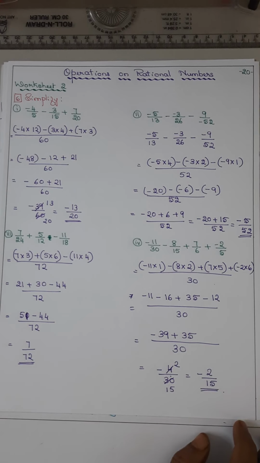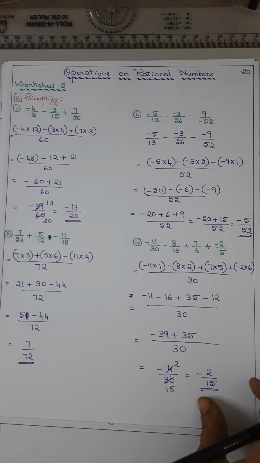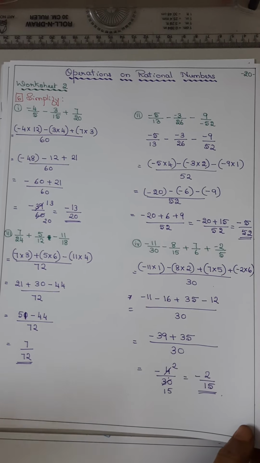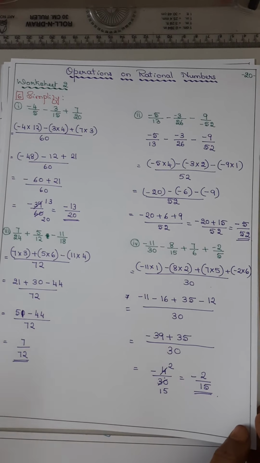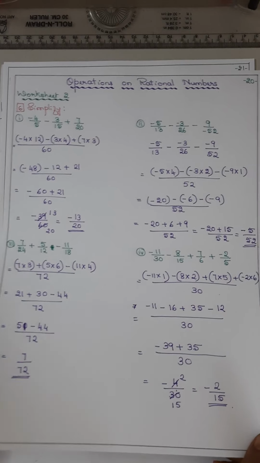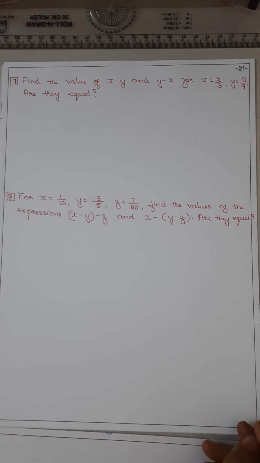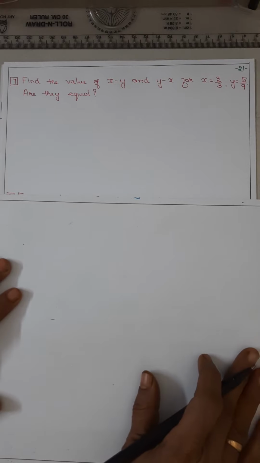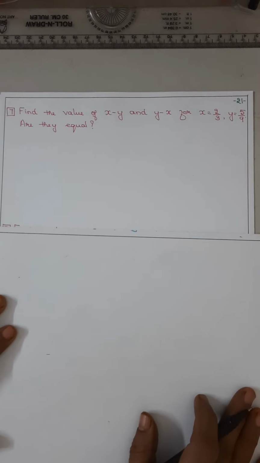Is there any doubt? Hope everyone is understanding this method. Simplify, just go on simplifying and get the answer. The verification is a little bit tough. This is comparatively easy. Now coming to the 7th, find the value of x minus y and y minus x.